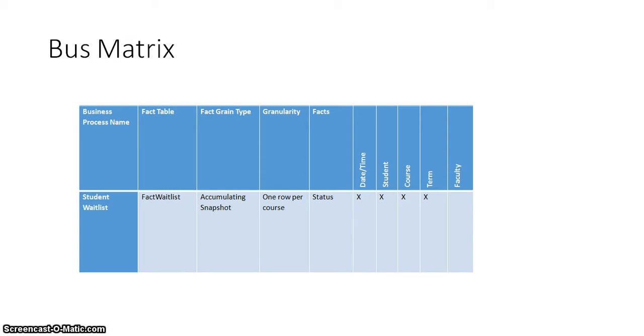The granularity will depend on the student ID, the course selected, and the term for which it has been selected. As you can see, the dimensions we are going to be using are the date time dimension, the student dimension, the course dimension, and the term dimension.